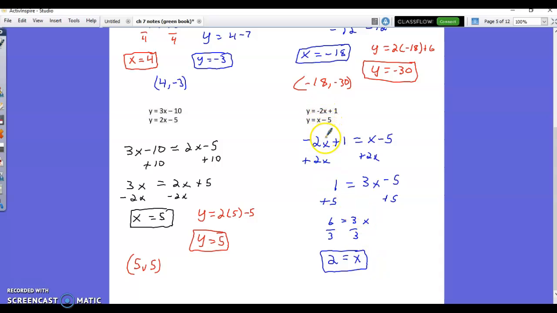Now I have to solve for y, so let's try this one. So I will put x in for this. So let's do y equals 2 minus 5. 2 minus 5 is negative 3. And there's my ordered pair solution, 2 comma negative 3.